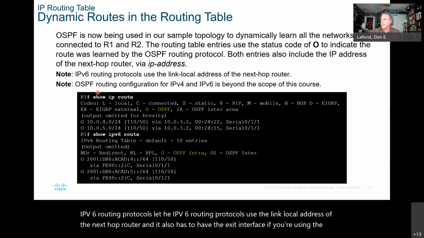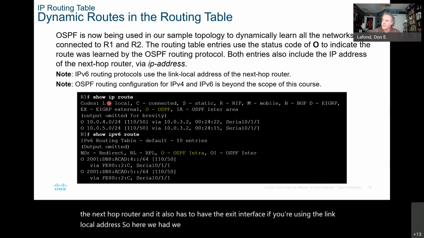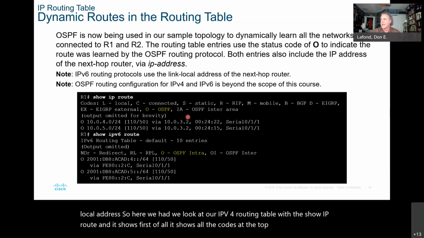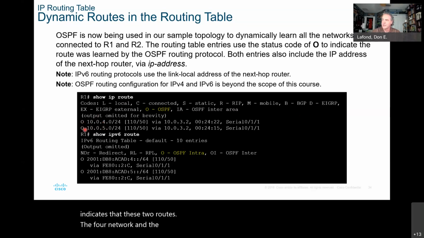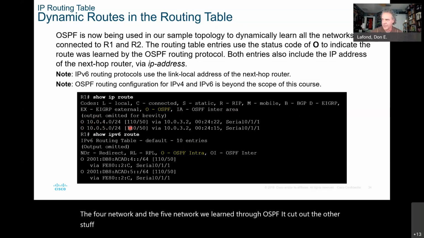So here we look at our IPv4 routing table with the show ip route, and it shows, first of all, all the codes at the top. I love that. And then it indicates that these 2 routes, the 4 network and the 5 network, were learned through OSPF. It cut out the other stuff, the C and the L, because we already learned about that. Down here for seeing the routing table for IPv6, it's show ipv6 route.